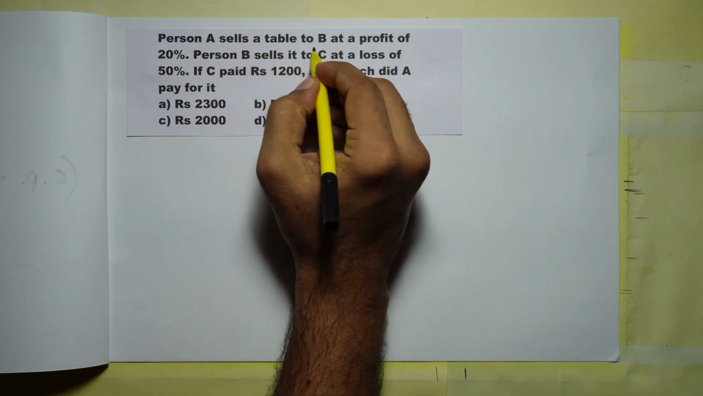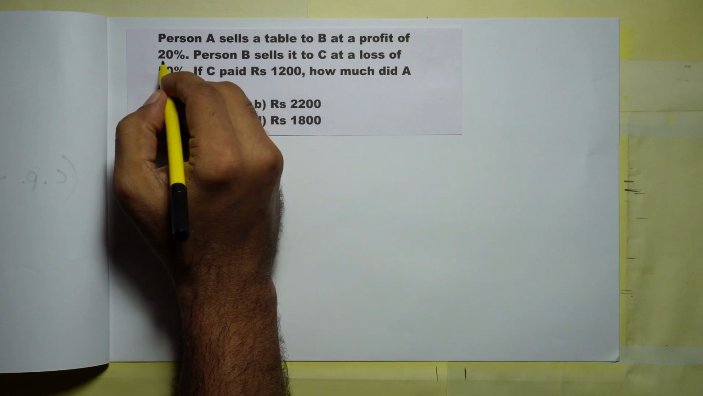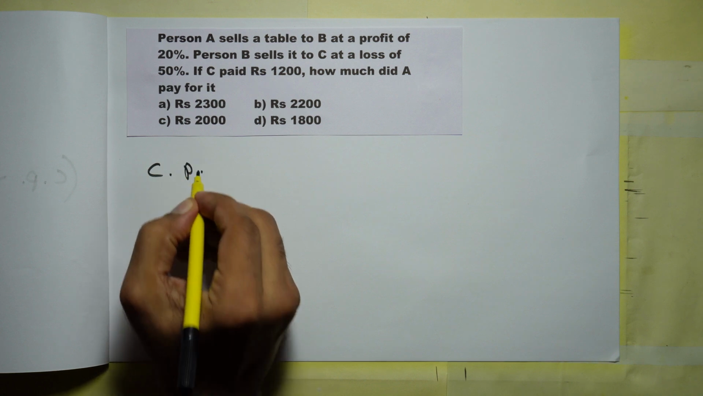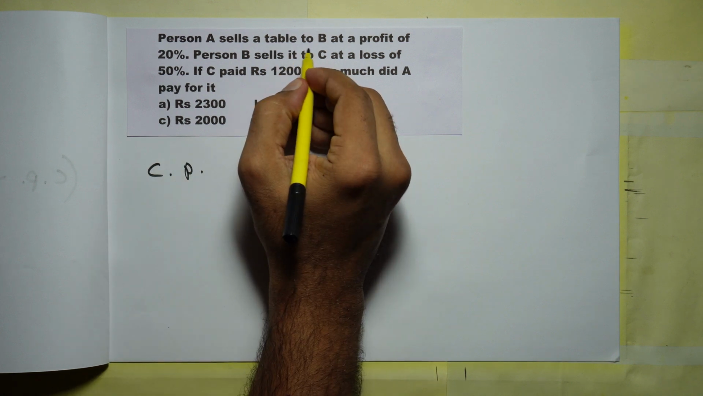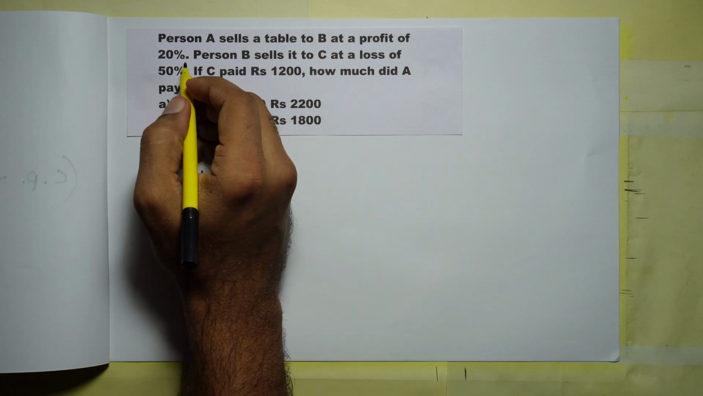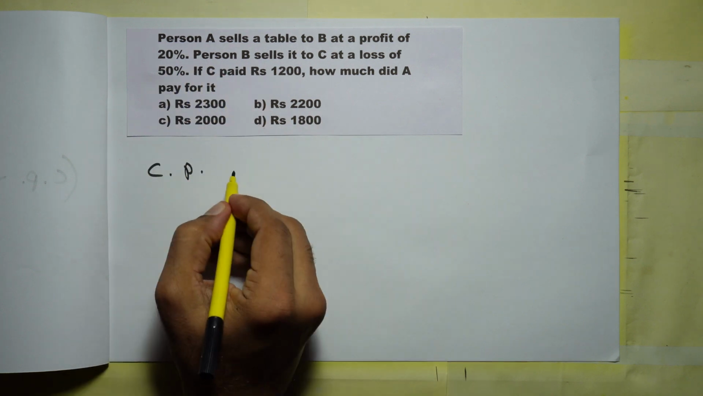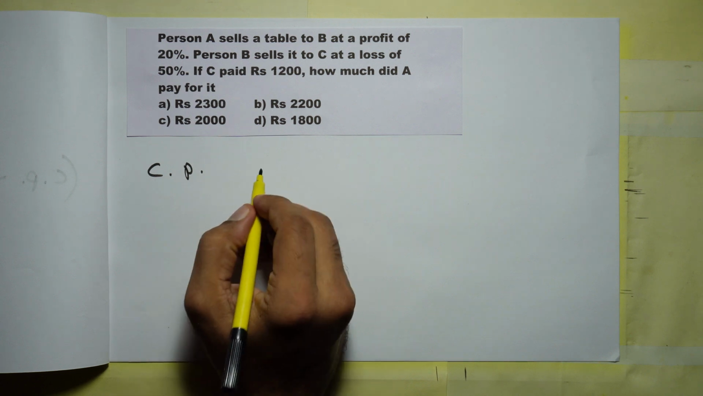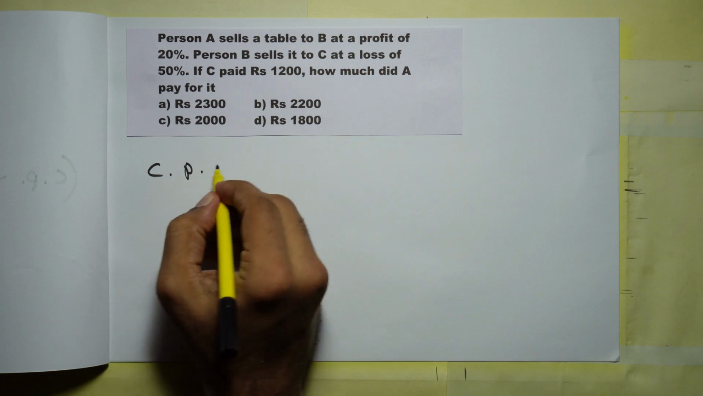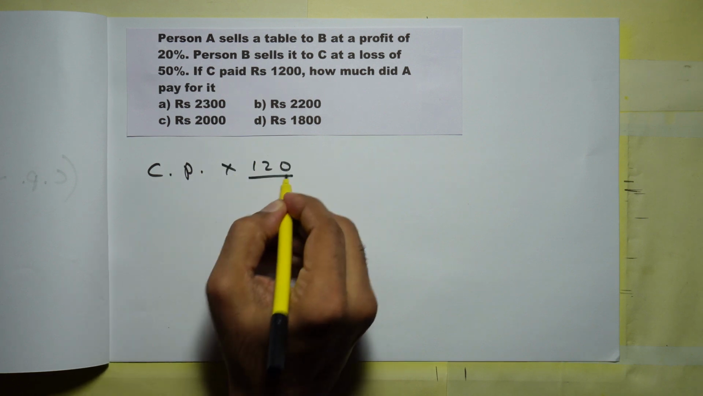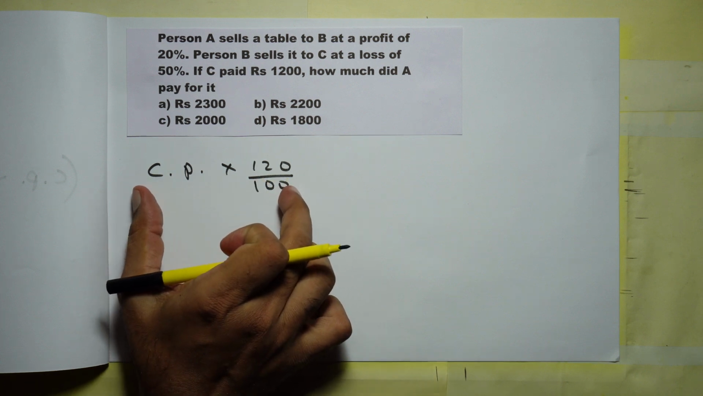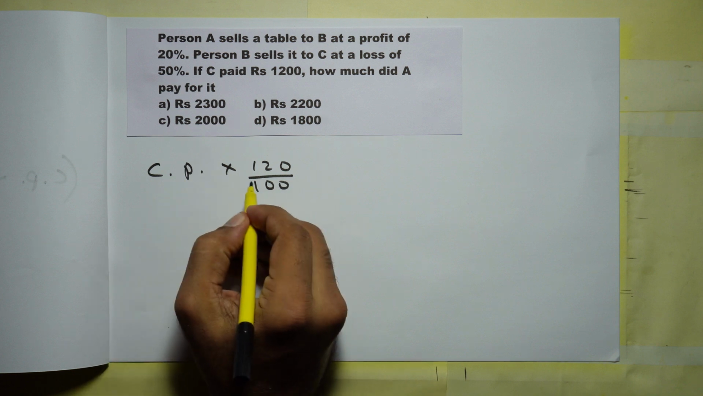Person A sells a table to B at a profit of 20%. Now we will assume that A's cost price is CP. Now he sells it to B at a profit of 20%. To get a 20% profit, you have to increase this value by 20% and sell it. Then A will get a 20% profit. So to calculate the selling price, you have to increase this value by 20%. That will be CP into 120 by 100. So this is what A sells it for. So B has paid this much.